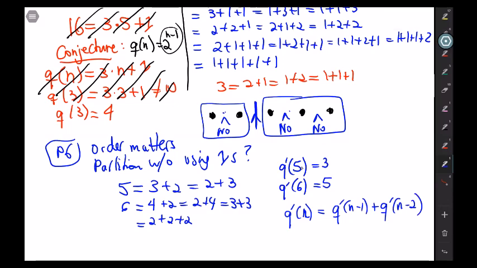Okay, so what are the initial conditions? Q prime of n is equal to, oh sorry, Q prime of 1. How many ways can you partition 1 under these conditions?